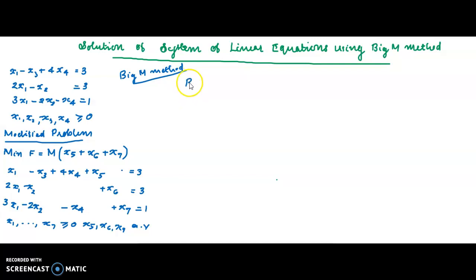Then we have to write the tables. In the table we need the basis B, P1, P2, P3, P4 and for the artificial variables P5, P6 and P7.